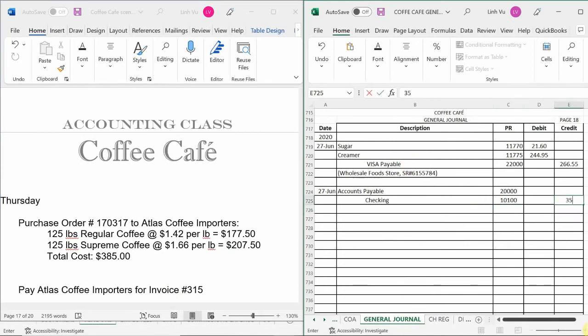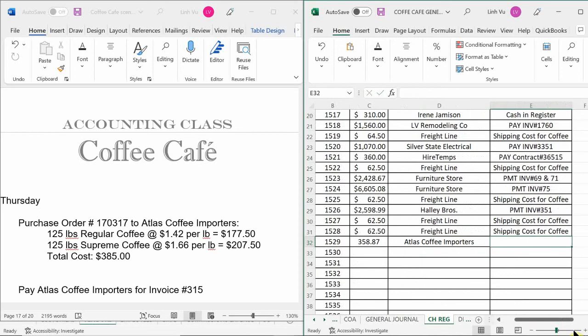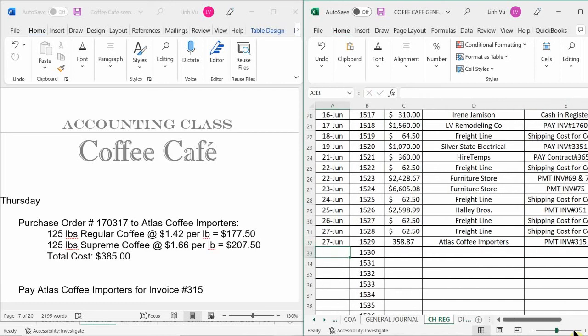In the check register, on the 27th, check 1529 for 358.87 to Atlas Coffee Importers, payment of invoice 315. And then back to the general journal.